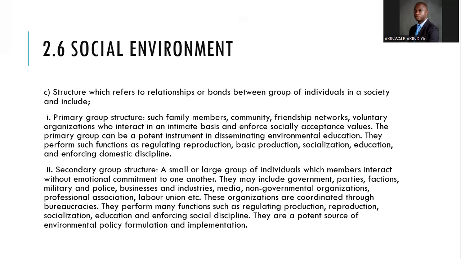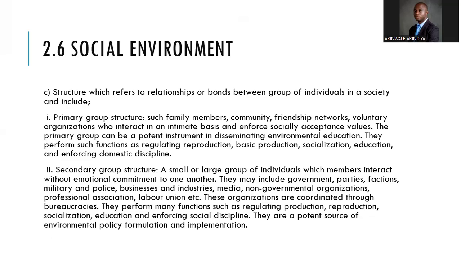Structure, which refers to relationships or bonds between groups of individuals in a society and includes primary group structure, such as family members, community, friends, voluntary organizations, associations. So this is the primary group. Then you have secondary group structure, where there's no emotional contact. For example, maybe in your office, governments, parties, factions, military and police, business, industry, labor union. There, you find yourself there because you have to be there. So that is a secondary group structure. There is no emotional connection.